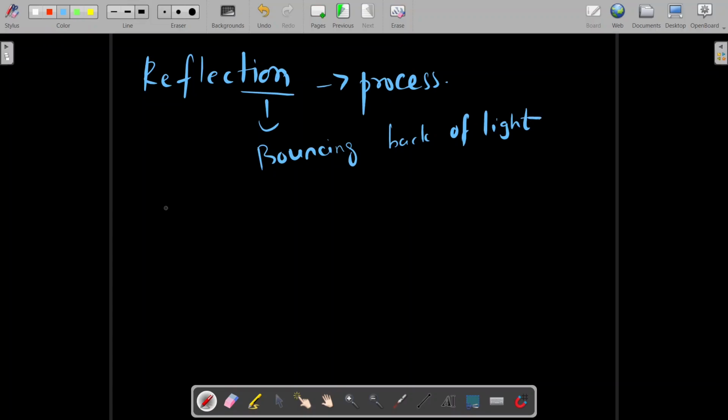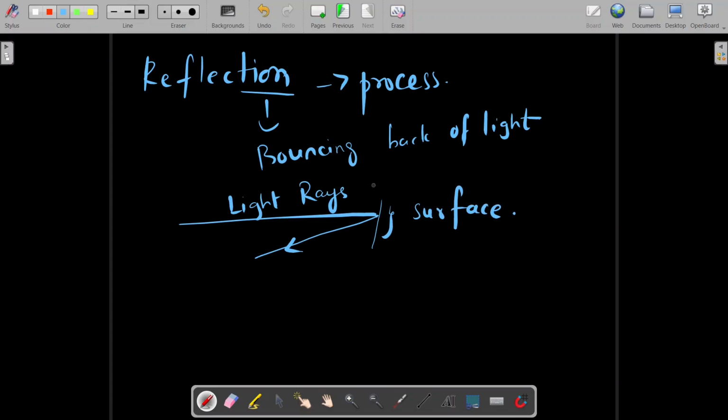If the light rays, whatever they may be, get incident on some surface at a point, then they get reflected. That is, the light ray gets bounced back. This process is called reflection. For this, we need light rays, and after that we need a surface on which the light rays get incident, that is, on which the light rays fall. After falling, they get reflected.